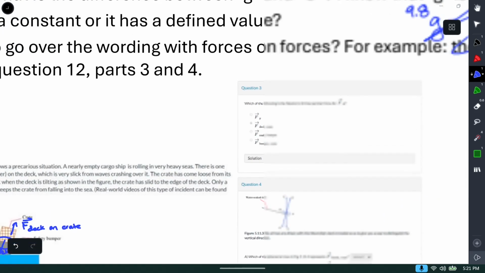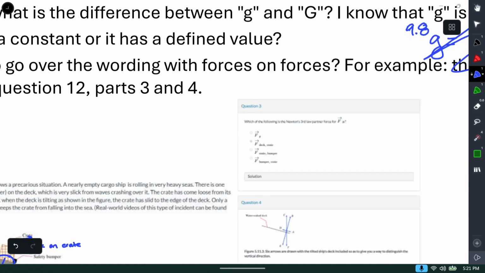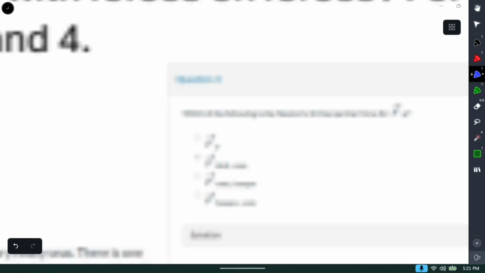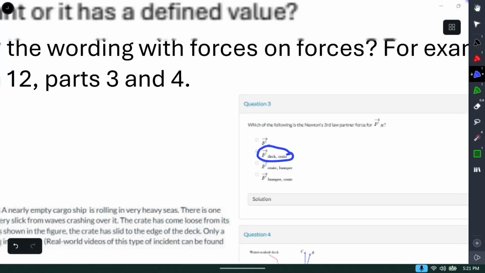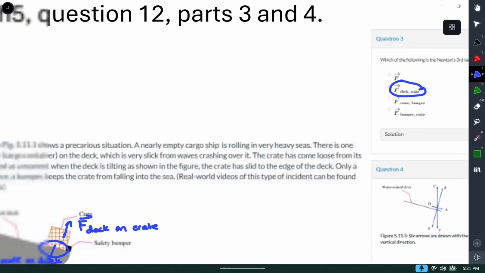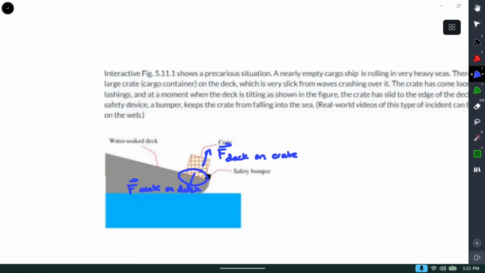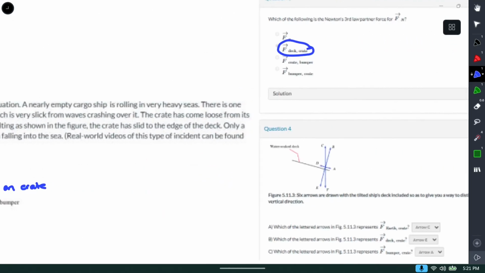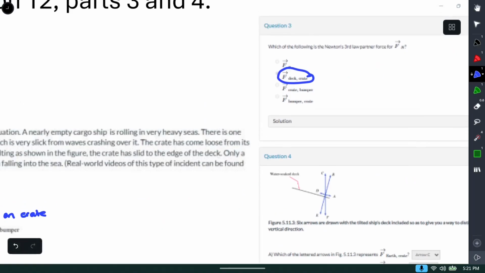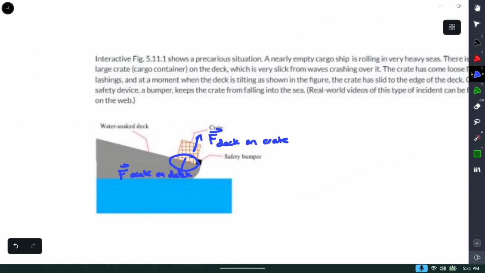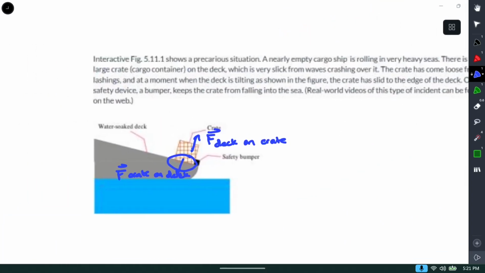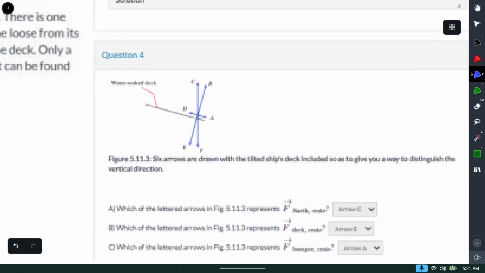After seeing someone come by with this one, I guess I didn't realize how funky the notation is. That says F deck, comma crate, but that is meant to be the force the crate exerts on the deck. So it's the force on the deck due to the crate, is I guess how I would read that out loud. But I don't like that notation. I try and be more explicit like this. So that's the first one.